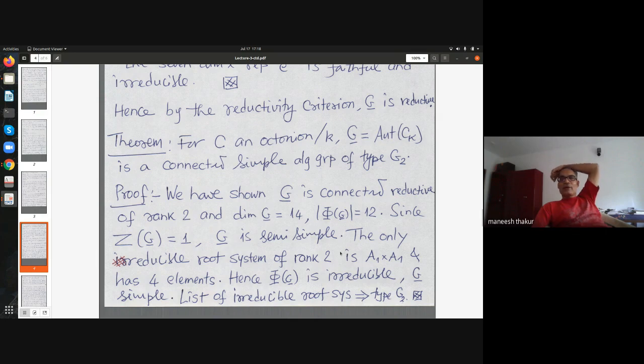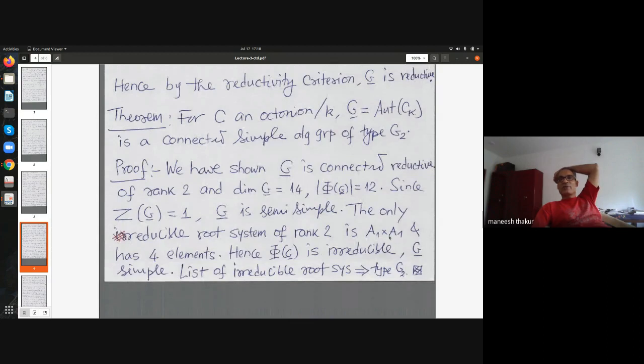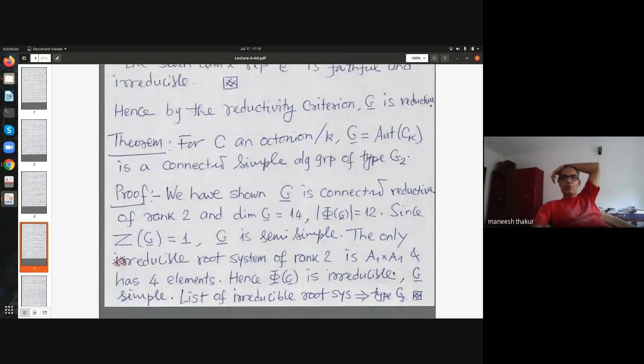And if you look at rank 2 root systems, the only one which is reducible is A1 cross A1. But that has only 4 roots, so that is ruled out. That shows phi G must be irreducible, and the group must be simple, therefore. And then you just look at the irreducible root systems, that pins it down to type G2. So this is roughly the proof with some details skipped.